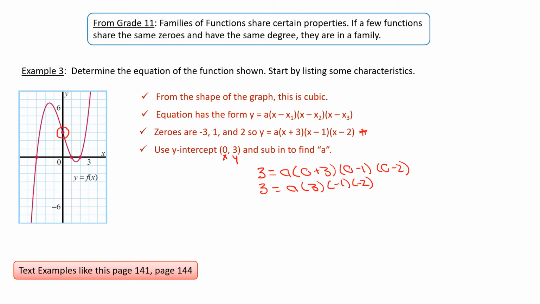Putting all that information together, 3 equals, so I'm going to multiply these 3 together. That's going to give me a +6. Divide both sides by 6, and I get 1/2 equals a. And we keep it as a fraction, you don't change it to a decimal and write 0.5. So our equation is y equals 1/2 (x plus 3)(x minus 1)(x minus 2). And that's the equation of this function.